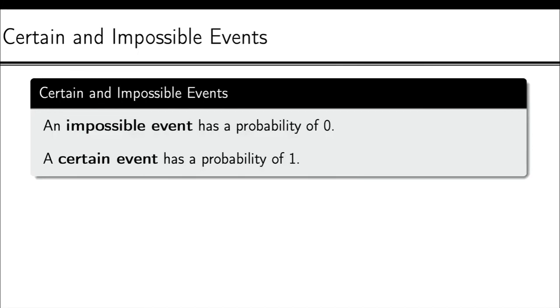Okay, there are just a couple of special types of events to know about. First is an impossible event, and an impossible event is just one where the probability is 0, meaning there are no ways for that event to occur. And then a certain event is on the opposite side of the spectrum. That's something that has a probability of 1, meaning no matter what, that event will occur.